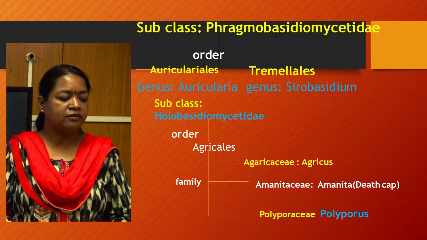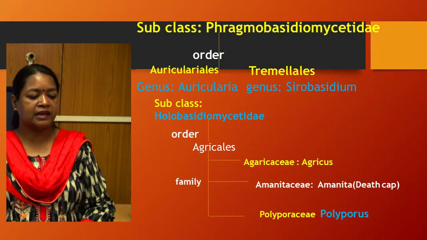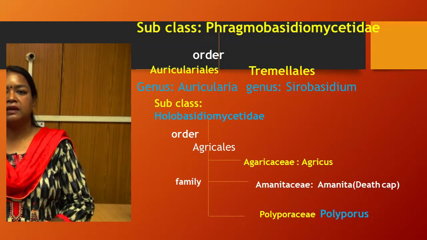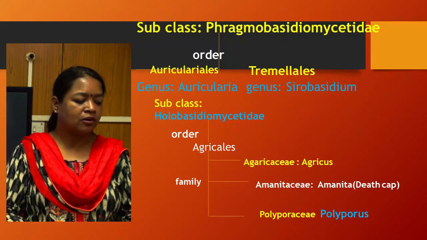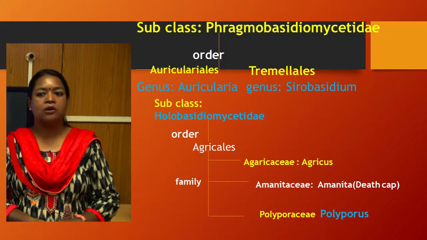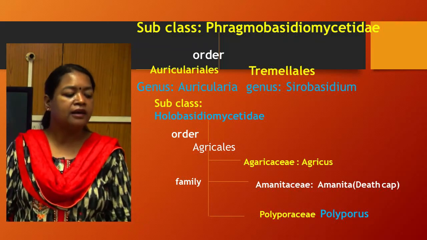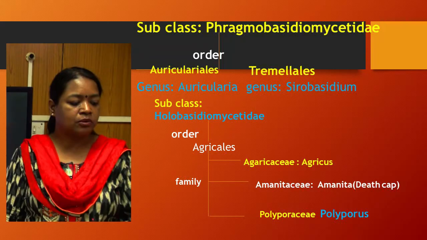In the subclass Phragmobasidiomycetidae, containing two orders. First is Auriculariales and second order is Tremellales. Auriculariales contains the genus Auricularia, which is an edible fungus.